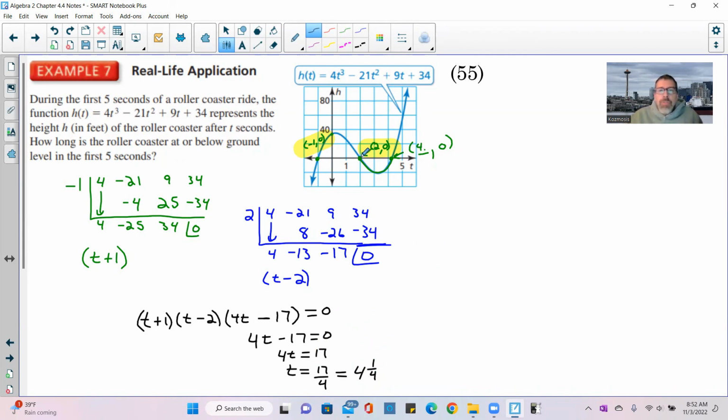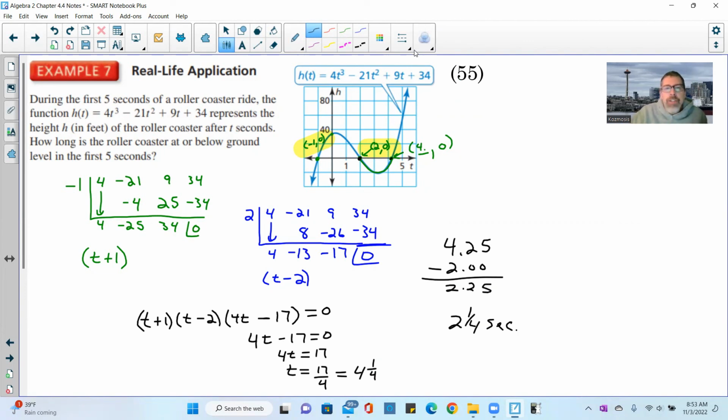So the roller coaster was underground from 2 seconds to 4 and a quarter seconds. So if you take 4.25 seconds minus 2 seconds, then you get 2 and a quarter seconds. It was underground in the first 5 seconds of the ride.